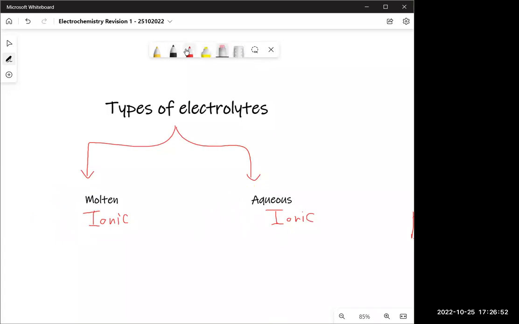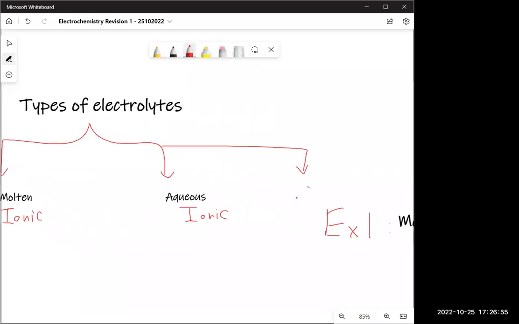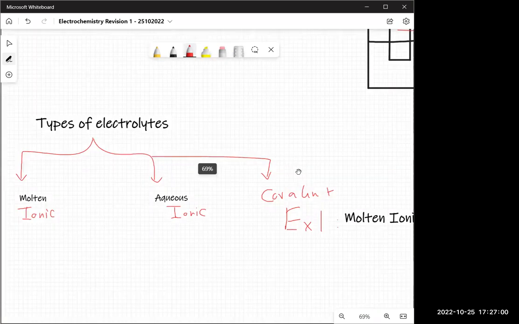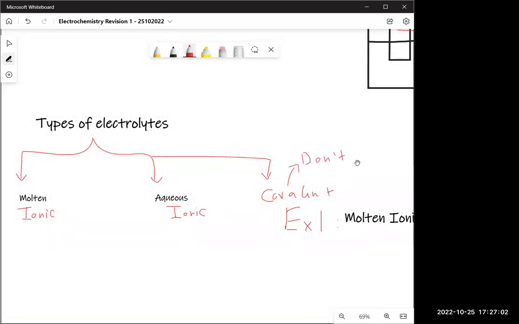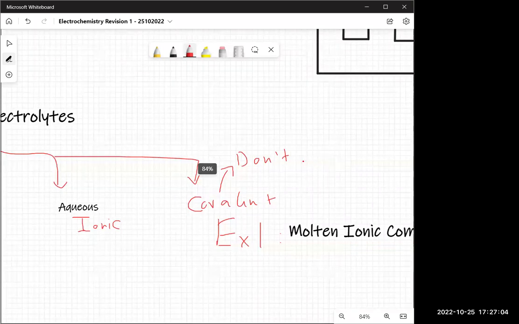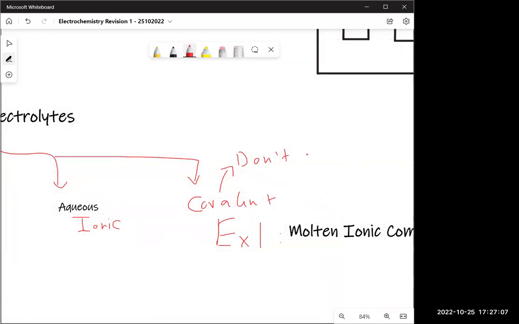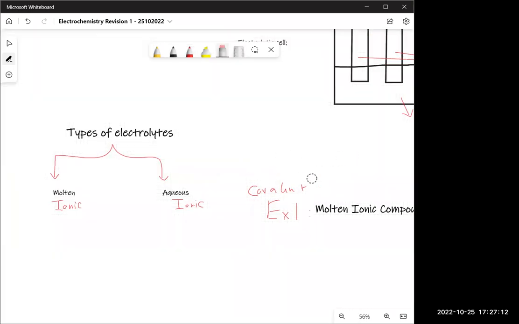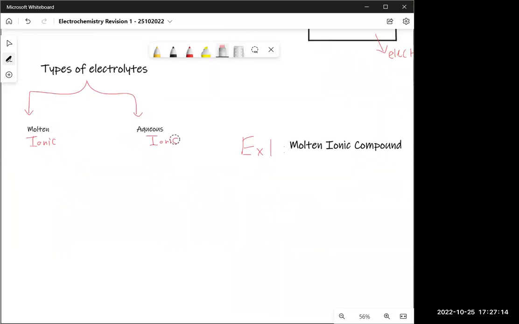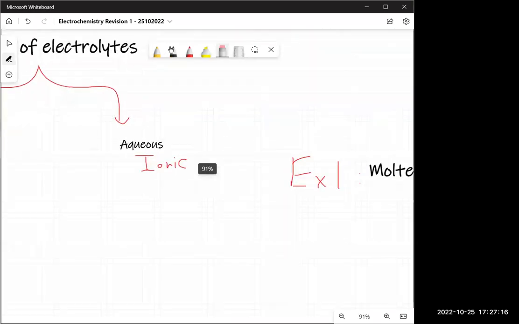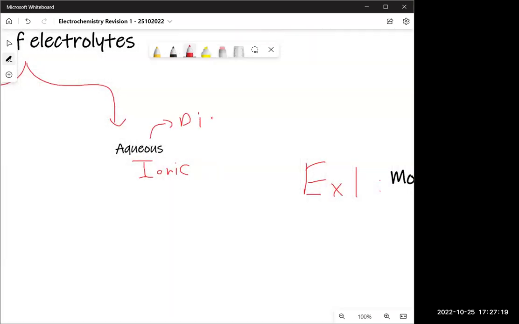Yeah. Now, what about covalent? Why don't I have covalent compounds? Covalent compounds don't form ions. Lula, do they form ions? No, they don't. So we can't use electrolysis. For electrolysis, we need ions. So no covalent, only ionic. Two types, molten or aqueous. Aqueous means dissolved in water. Najla, what is the meaning of aqueous? It dissolves in water. Right, perfect.